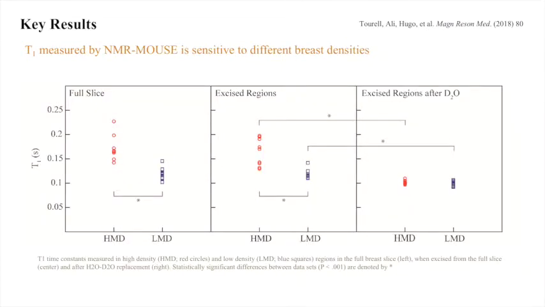This is a summary of our T1 results. In native tissue, both in the full slices and after excision, there is a statistically significant difference between the T1 values seen in HMD and LMD regions. After heavy water replacement, all samples showed approximately the same T1 values, which corresponded to the fat NMR signal.